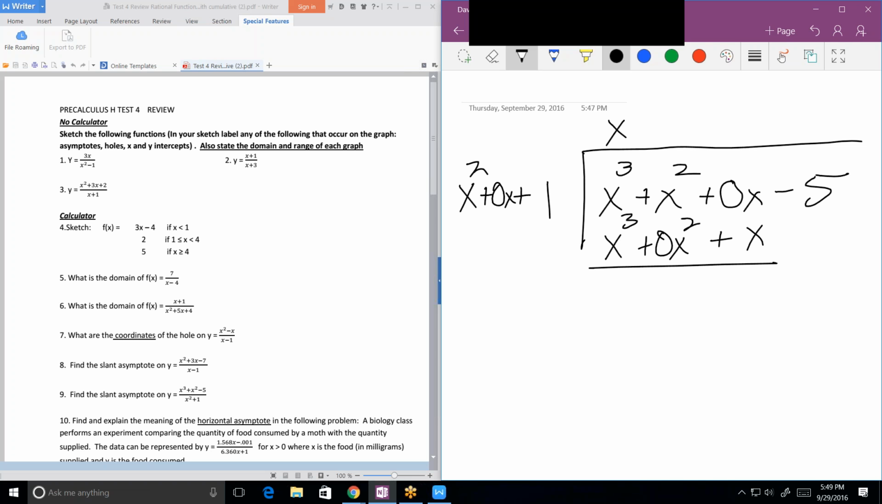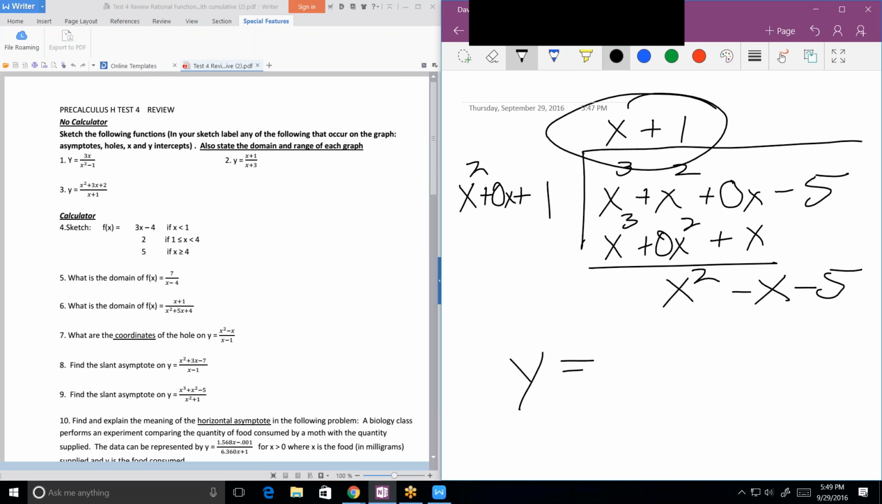And you'll get x squared minus x. Bring down your remainder, stir and repeat. What's the next term in the quotient? X squared again, so wouldn't it just be 1? Plus 1. And that's the equation of your slant asymptote. Y equals x plus 1. That's all they ask for.